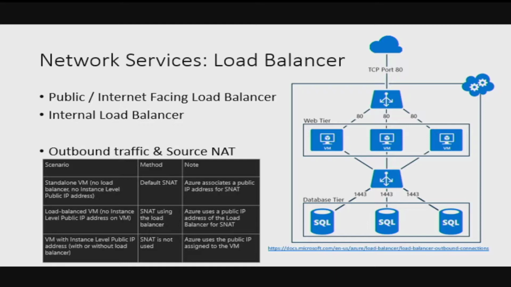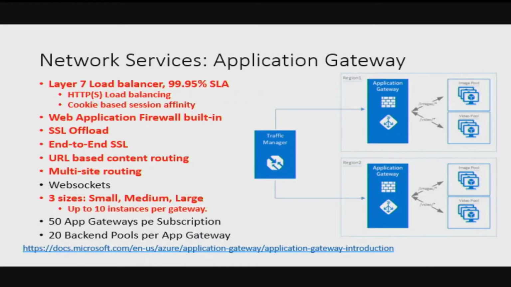So if I've got all these VMs and the VMs make requests, then they're behind a load balancer and they make requests out to the internet, those requests will look like they're coming from the public IP address of that load balancer. Unless I attach a public IP address to that VM, then the traffic will come from that public IP address. Does that make sense? All right, so that's our load balancer.